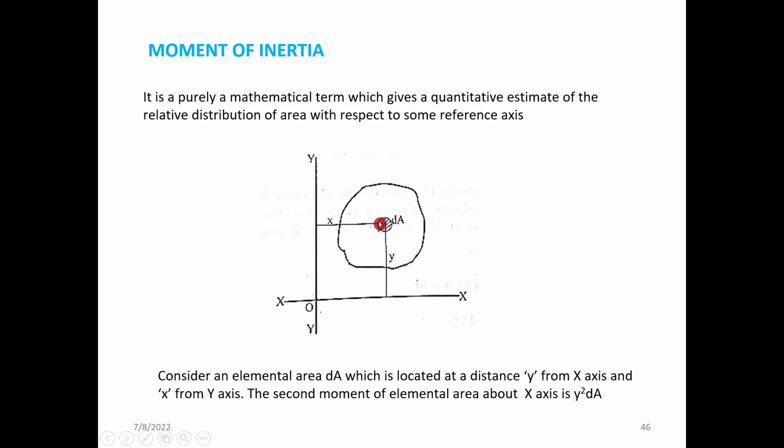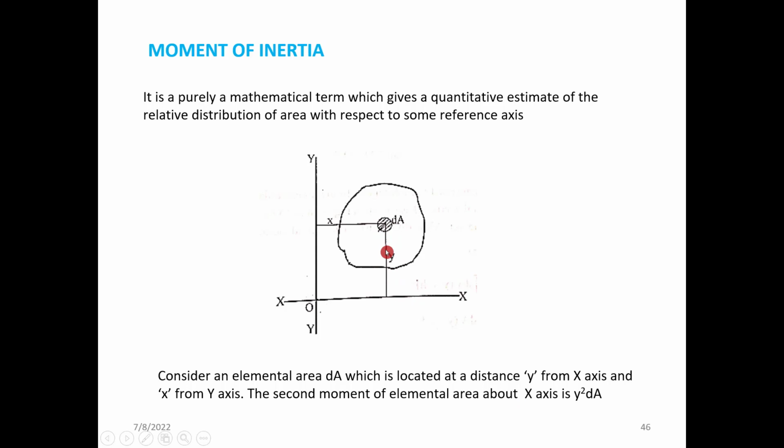So consider an element area dA which is located at a distance of y from the x-axis. X is here and y is here, and x from the y-axis. The second moment of the elemental area about the x-axis is y square into dA. The second moment is actually y into dA into y. So this is y square dA, because the first moment will be dA into y.